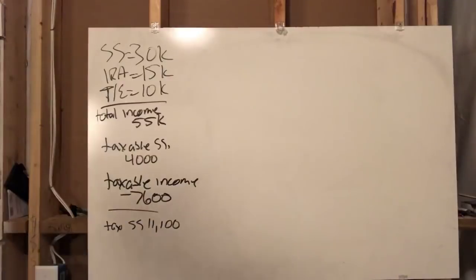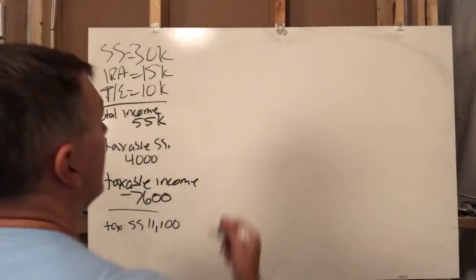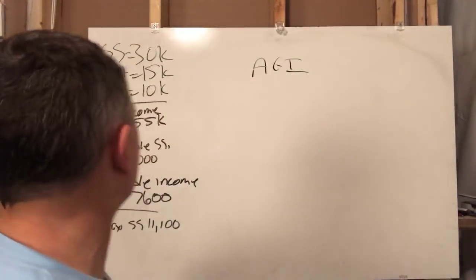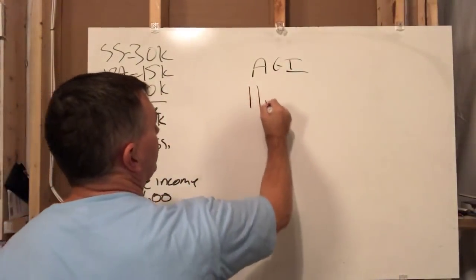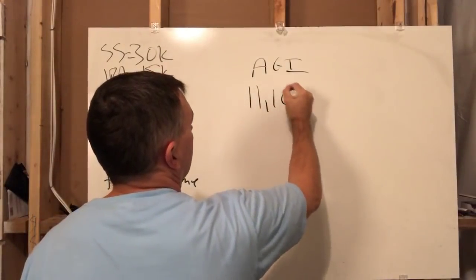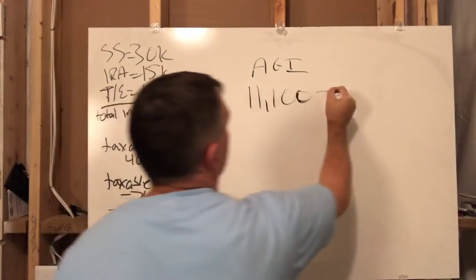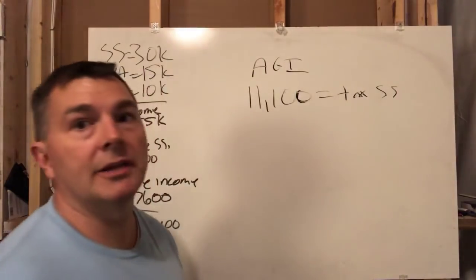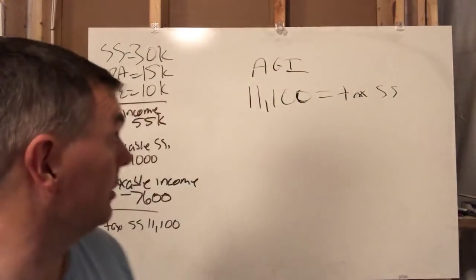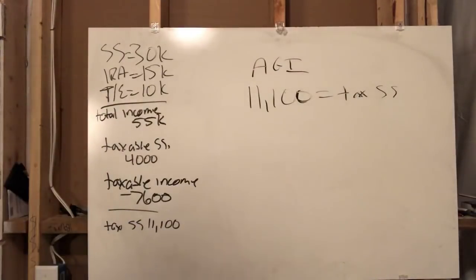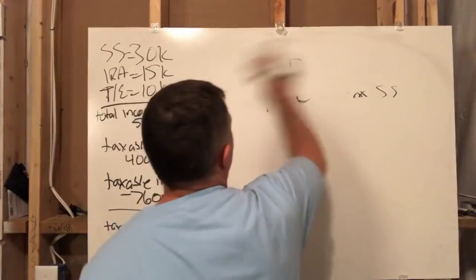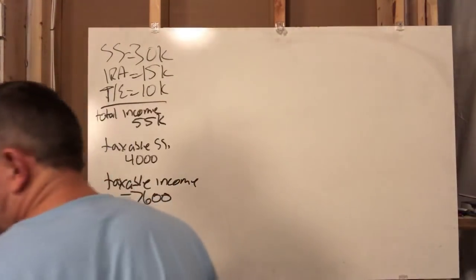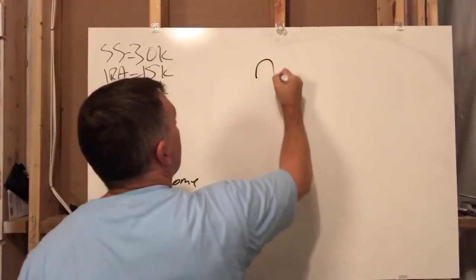If I can find my trusty old pen, here it is. Our AGI, Adjusted Gross Income. So what we do is we take our taxable Social Security, taxable SS. So $11,100 is our taxable, that doesn't look very good, does it? Let me do that again. $11,100 is our taxable Social Security. There we go. I need to get a drier rag there.